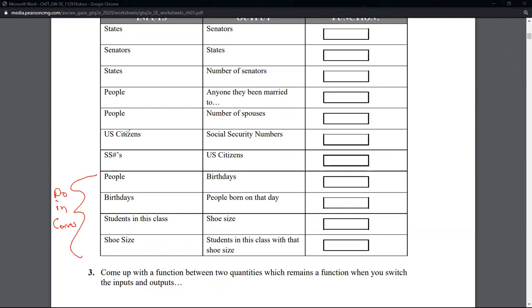So US citizens to social security numbers. Now, again, this is something we're going to have to do often in this course. They're not super specific about the level of detail. So we're going to assume that there's no hocus pocus going on here, no illegal activities with social security numbers, if you will. So US citizens.